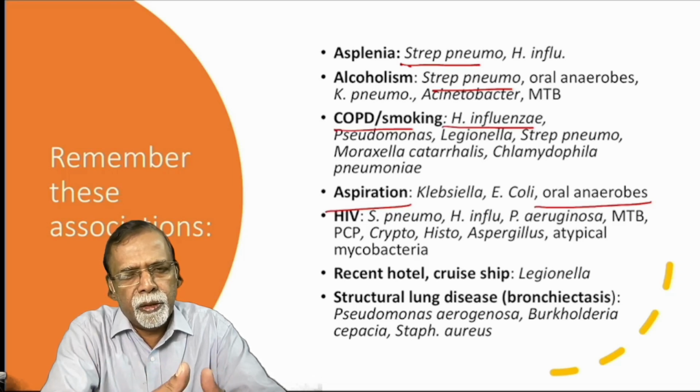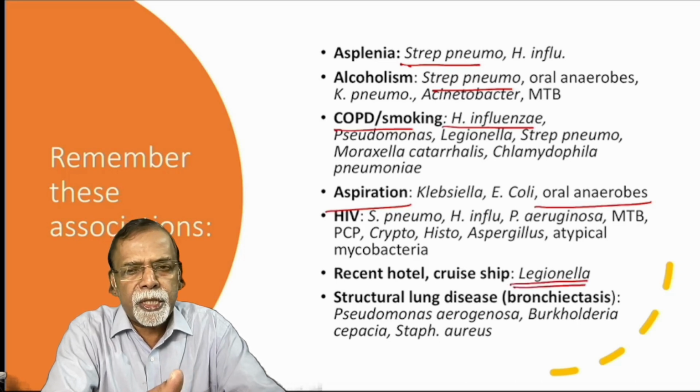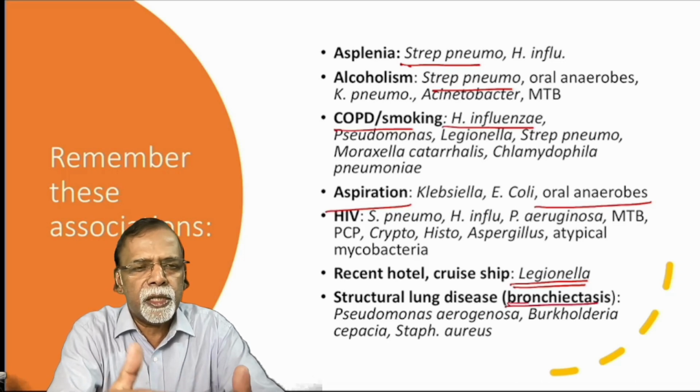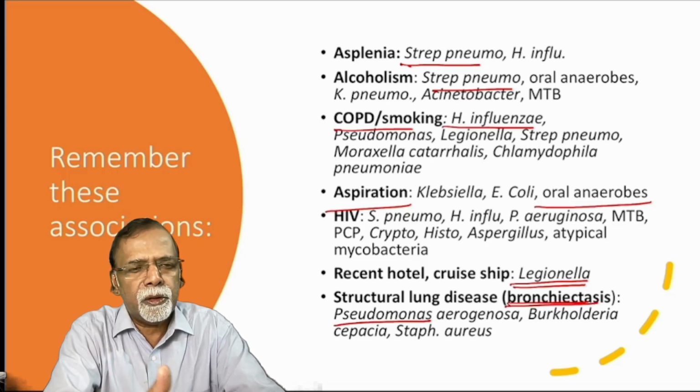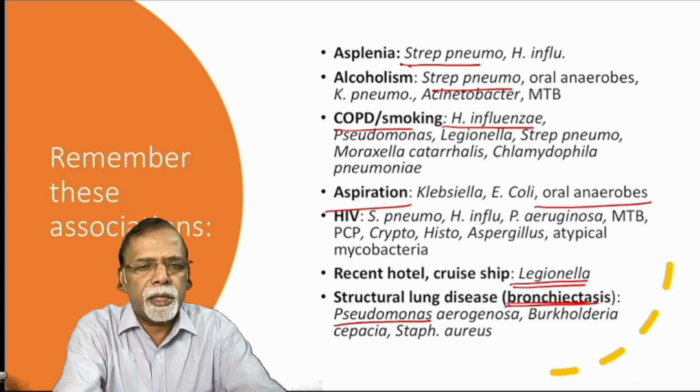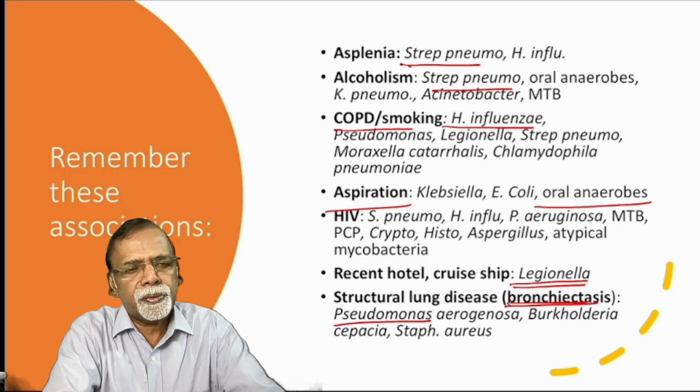Somebody traveling in a cruise ship or staying in air-conditioned hotels, Legionella pneumonia can occur. Somebody with structural lung disease like bronchiectasis, remember Pseudomonas, and Staph aureus can occur. So there are certain risk factors. There are certain bacteria with which pneumonias are characteristically associated.